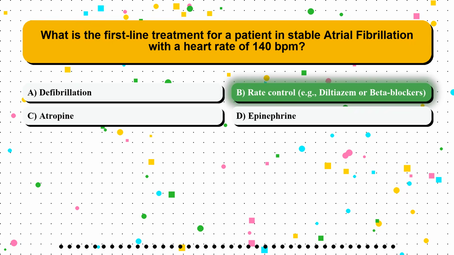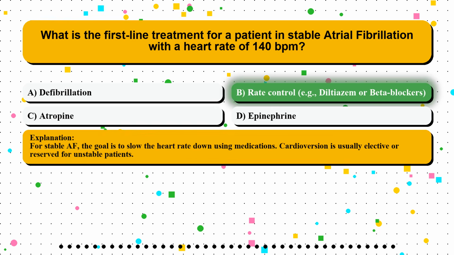The correct answer is option B. Rate control, example, diltiazem or beta blockers. For stable AF, the goal is to slow the heart rate down using medications. Cardioversion is usually elective or reserved for unstable patients.